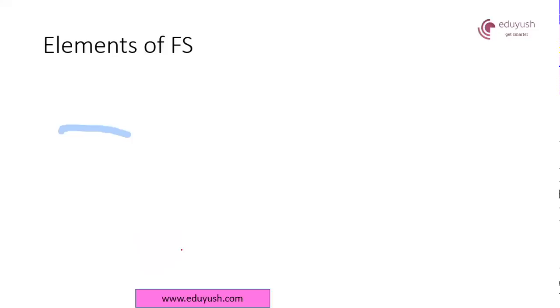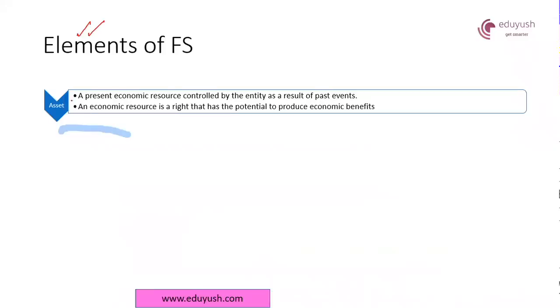Now comes the elements of financial statements. When I use the word element, it means asset, liability, income, expense, equity. First, asset. What is an asset? First of all, it is always as on a reporting date. Do you agree with me? Yes. Another word for reporting date is the balance sheet date. So whenever I talk of an asset, I'm referring to it as on a particular day.